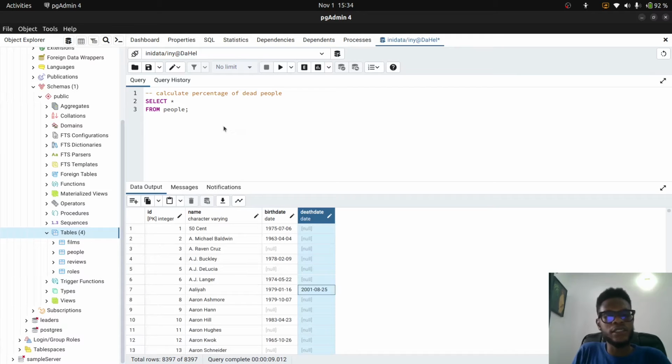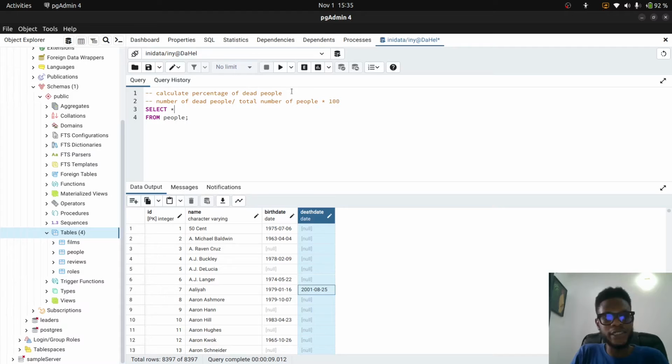And so to calculate the death rate, it's a simple formula we can use in maths, which is number of dead people divided by total number of people. Then we're going to multiply that by 100. So that is the formula to calculate the death rate.